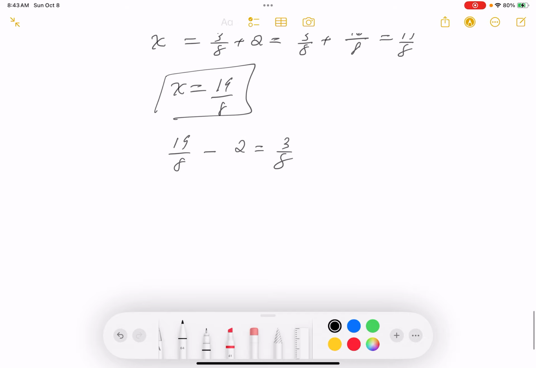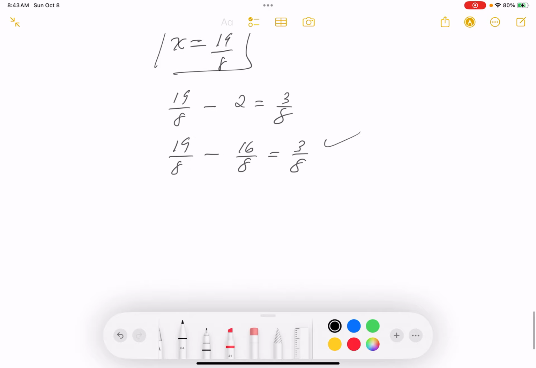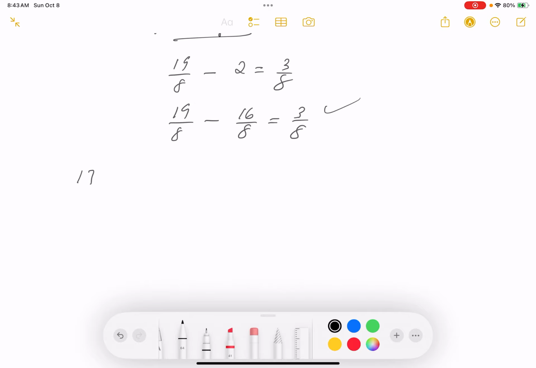Well, looking at this thing, let's write this down. 19/8 minus 16/8 is 3/8. And 19 minus 16 is, of course, 3. So it is 3/8. All right? That was problem number 16. Let's go to number 17.